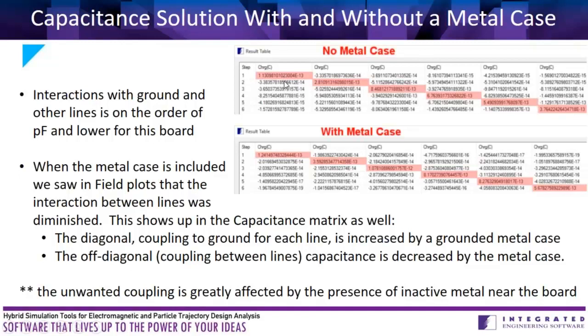But for the off-diagonal elements, you can see that in all cases, the metal case has lowered it, in some cases very dramatically. Number 6 here, from e to the minus 15 to e to the minus 19. In other cases, less dramatically, from 3.4 to 2.0 e to the minus 14. But in all cases, bringing the metal case closer means that the surroundings are more affected by the ground and as a result, less affected by their immediate neighbors.